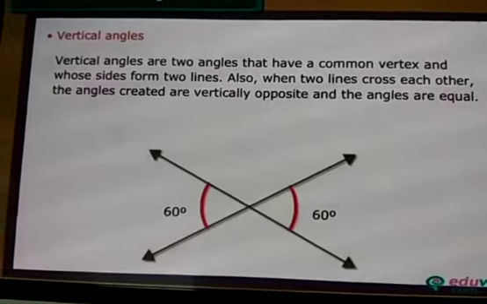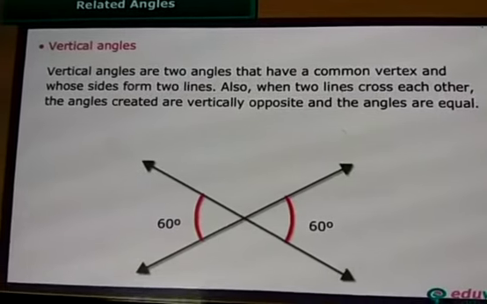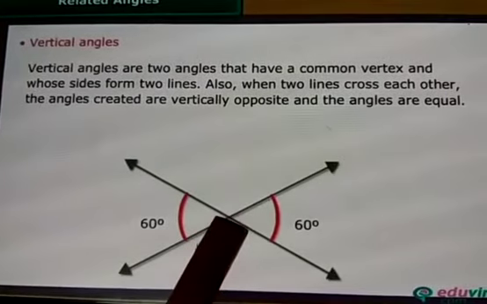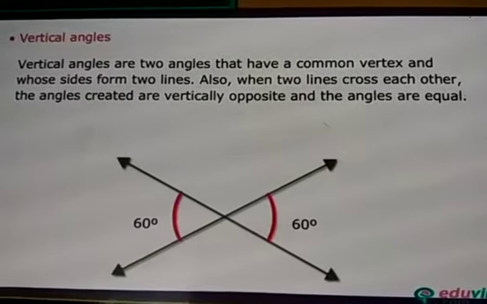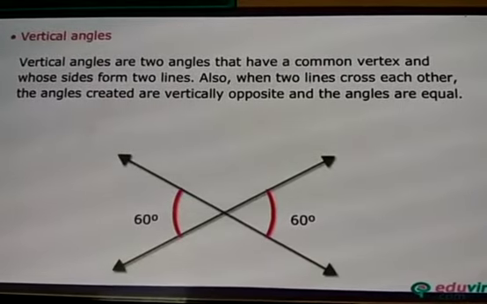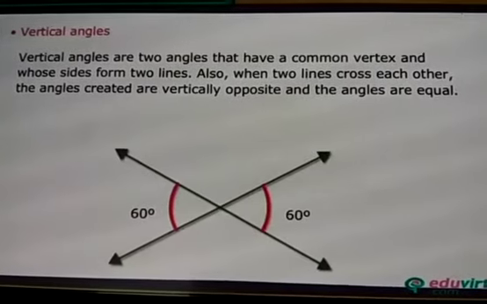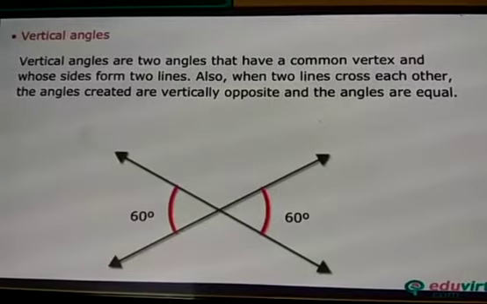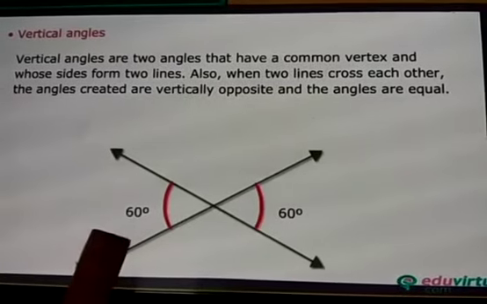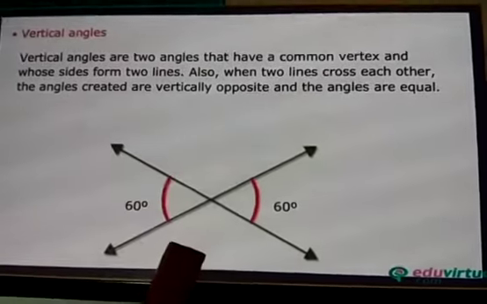Vertical angles are two angles that have a common vertex. Common vertex means which is having a common point. Here the dot is the common vertex and whose sides form two lines. Also, when two lines cross each other, the angles created are vertically opposite and the angles are equal. Vertically opposite angles are always equal. This and this. If this is 60 degrees, the other is also 60 degrees. Now here if it is 120 degrees, this is also 120 degrees.